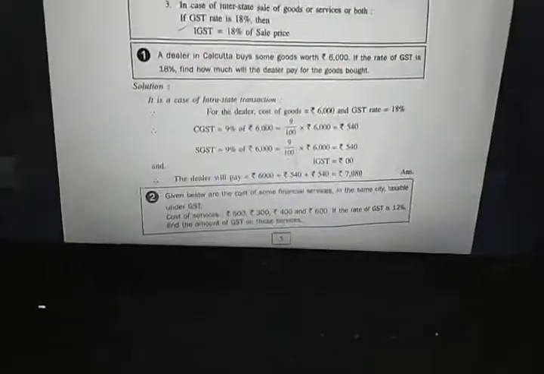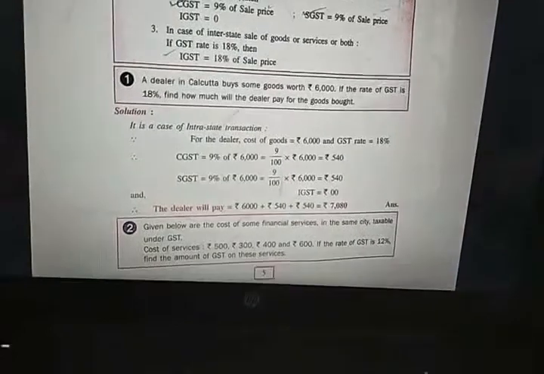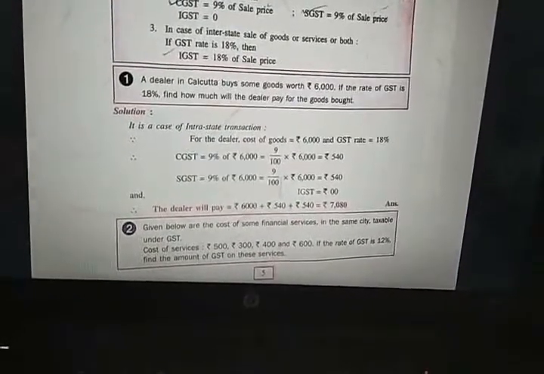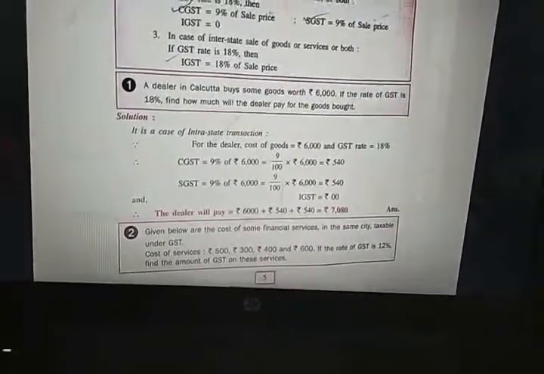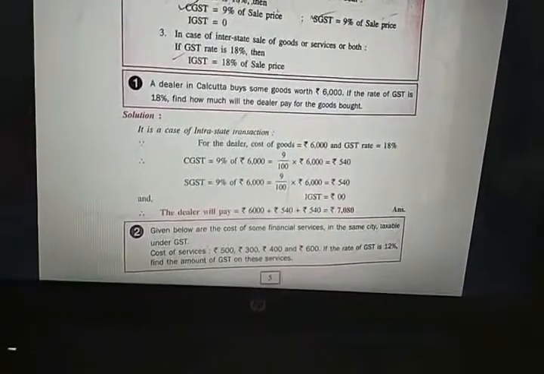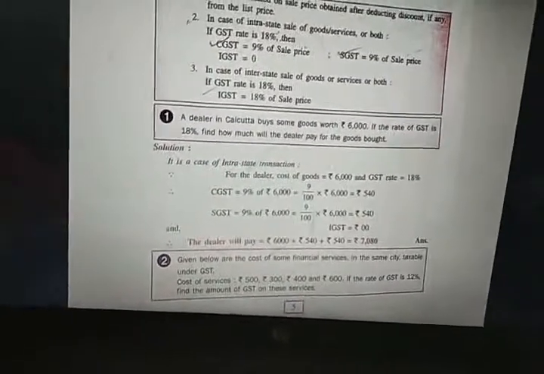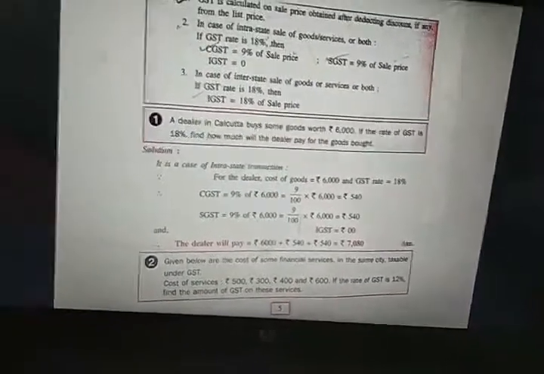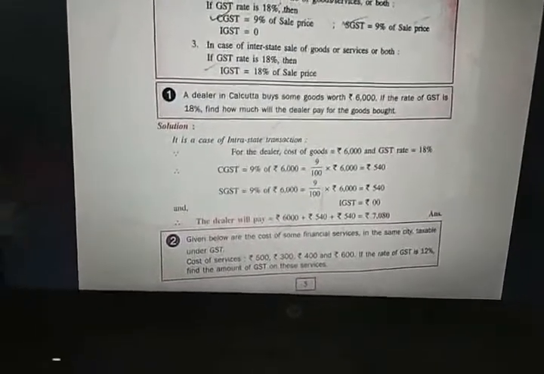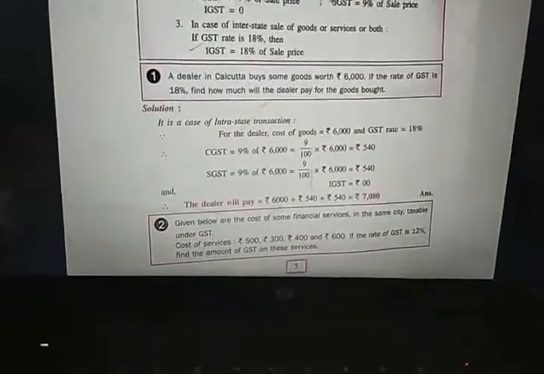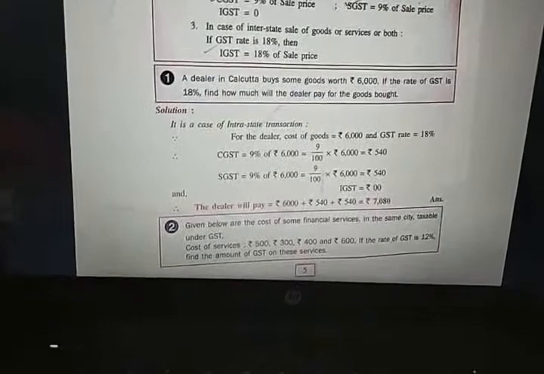The first example also I am taking out here. Example number 1. You read the question. A dealer in Calcutta buys some goods worth rupees 6,000. If the rate of GST is 18%, find how much will the dealer pay for the goods bought. Now, assume that you are the dealer. You are buying some goods, and the cost price of the goods is 6,000. Whenever we buy, we don't just give 6,000. We give more than 6,000, and that more is the GST, the tax that we have to give.